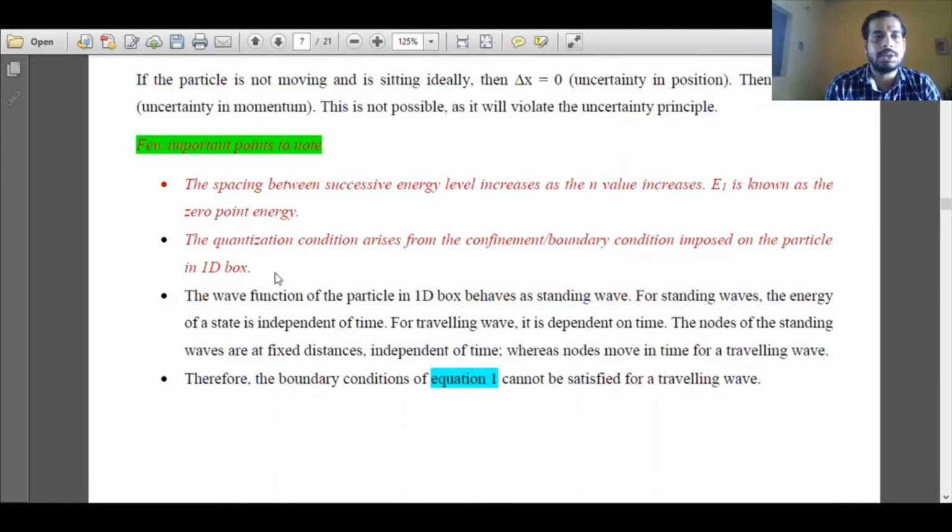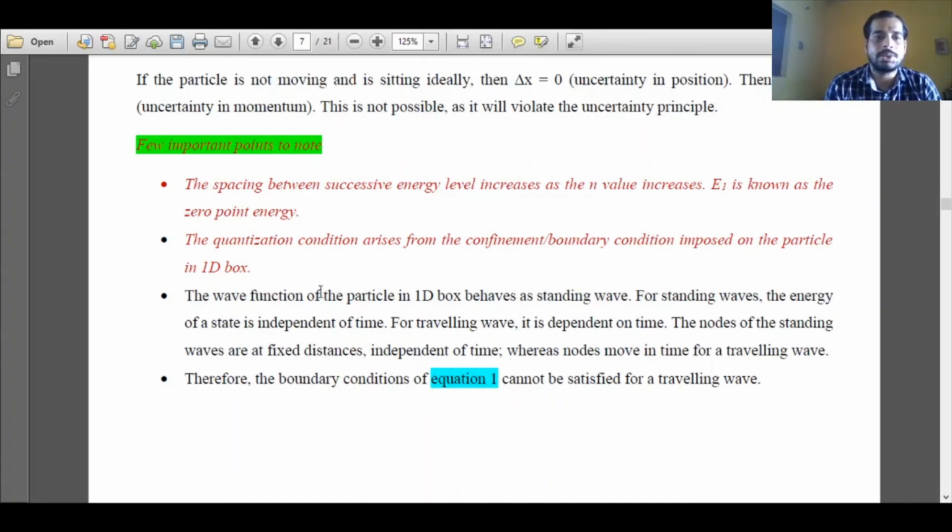The second point of importance is that the quantization condition arises from boundary conditions. We have discussed it already. It means the energy levels are not continuous, rather they are discrete. This discreteness arises from the imposition of boundary conditions on the time-independent Schrodinger wave equation.